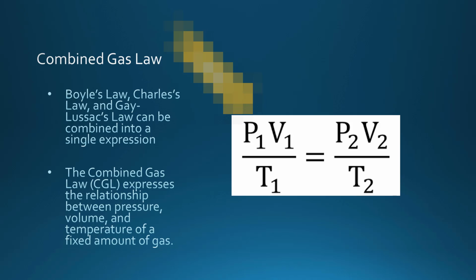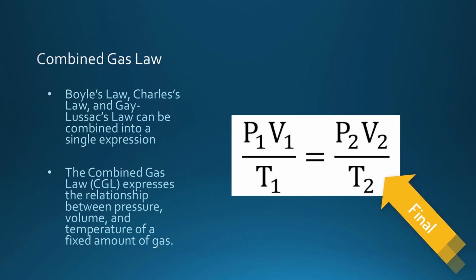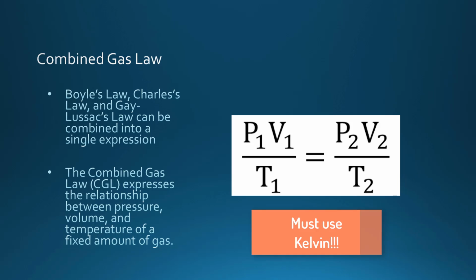The subscripted 1's on the left side of the equation represent the initial conditions of the gas. The subscript 2 variables on the right side of the equation represent the final conditions. Just like with Charles's and Gay-Lussac's laws, temperature must be in Kelvin if using the combined gas law.